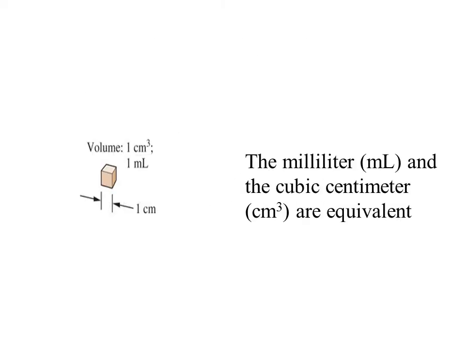You do need to know that a centimeter cubed and a milliliter are identical. So realize 1 centimeter cubed is equal to 1 milliliter. Anytime you have a centimeter cubed, you can cross that out and write milliliter. Anytime you have a milliliter, you can cross that out and write centimeter cubed. They're identical. They're defined to be exactly the same.